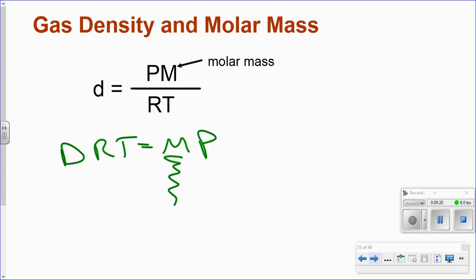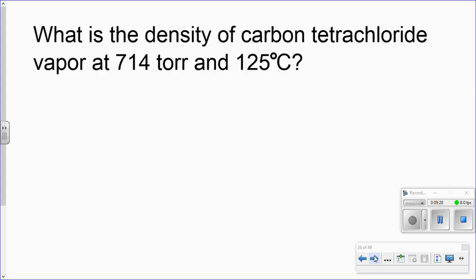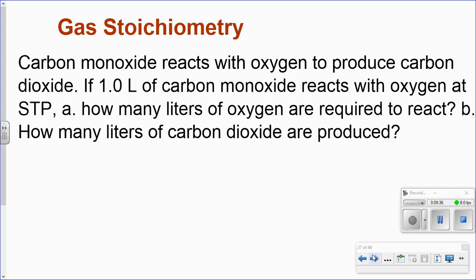I'm actually surprised how frequently it pops up, but dirt map, dRT is equal to MP, solves for the molar mass of a gas when they give you the density of the gas, okay? Again, you can work through this if you want. I am not going to do that. And then I'm going to do one gas stoichiometry problem.